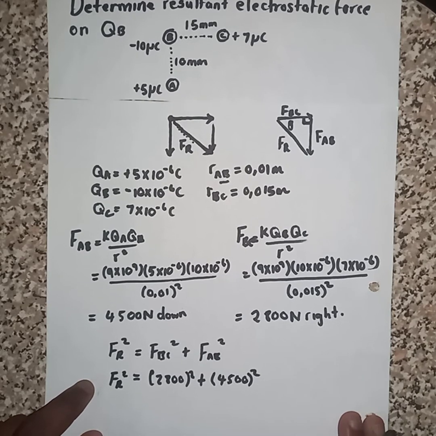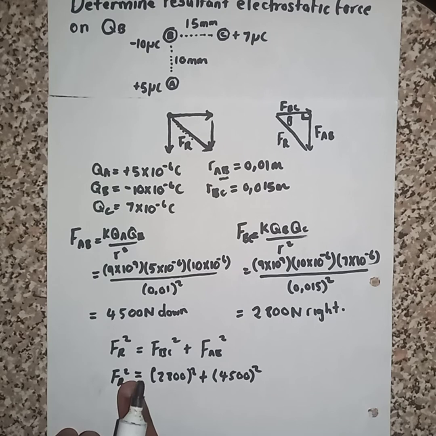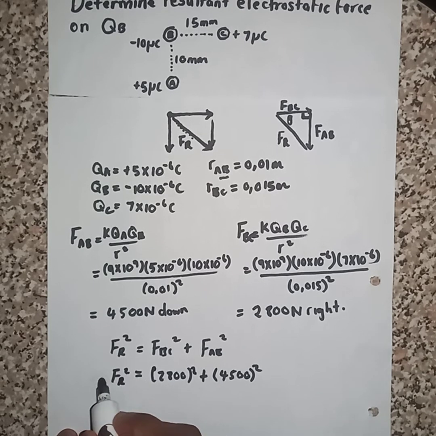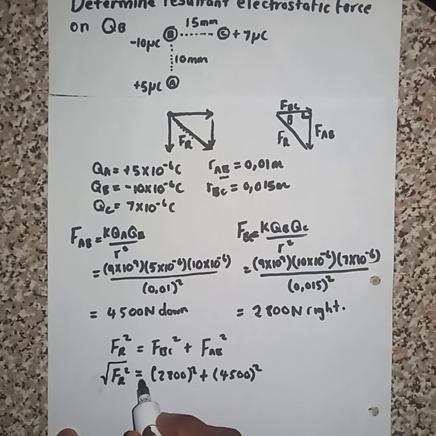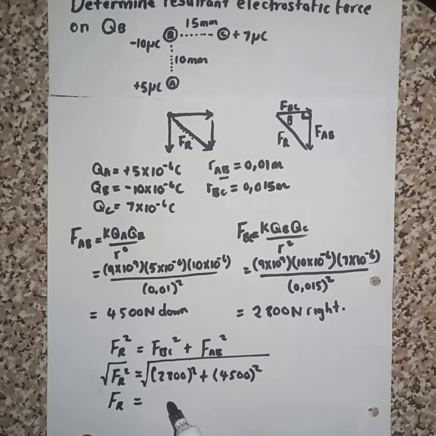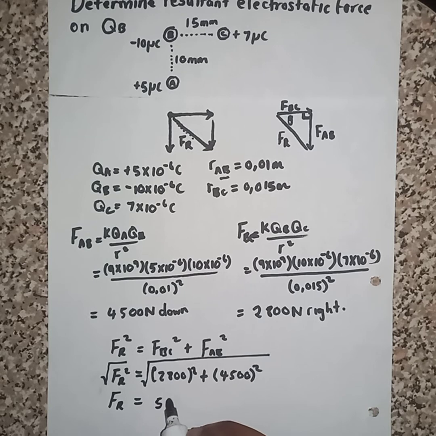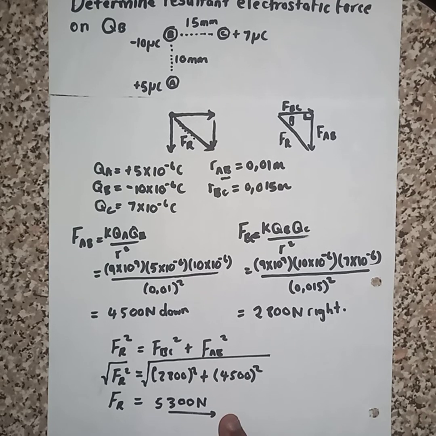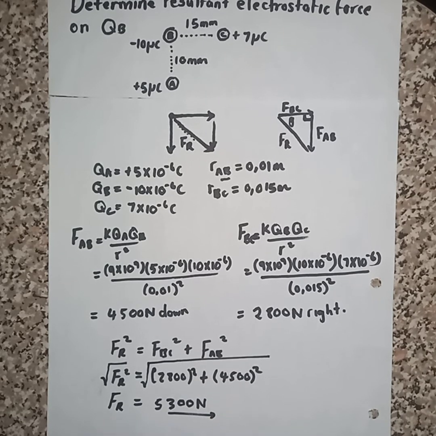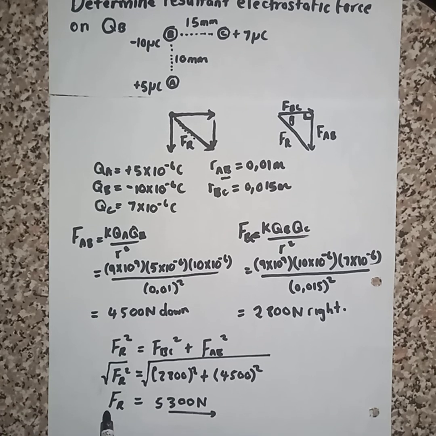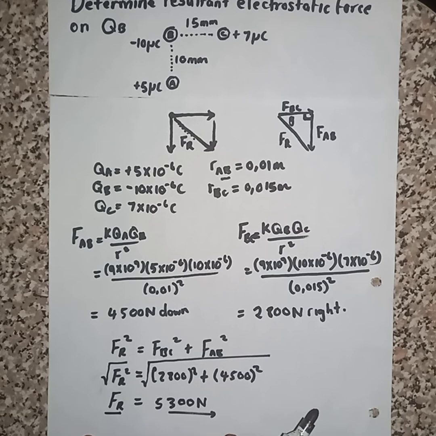For us to find FR, not FR squared, FR, we want FR. To remove these two, we must square root everything. Then our FR is going to be, let us use our calculator, we are going to get 5300. Then this is going to be our FR. Don't forget that an electrostatic force is a vector quantity. We have managed to get the magnitude.